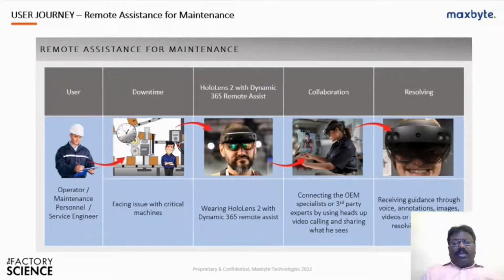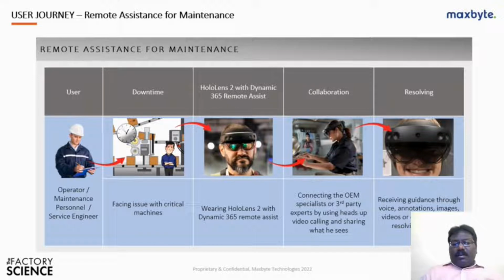So how will the user journey be? As we discussed, the critical situations are during downtime of any machines, utility, or systems. The user can immediately get the HoloLens from the plant and wear it, and through a heads-up video call he can connect the required person, or more than one person, a team also. They can see how he is viewing the machine or issue through the camera mounted on the head-mounted device.